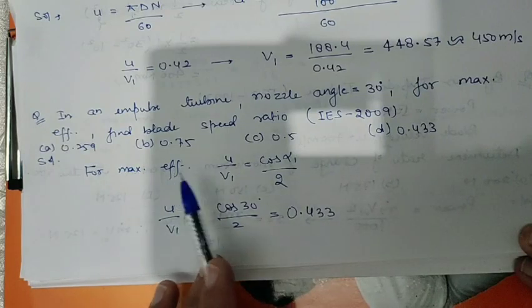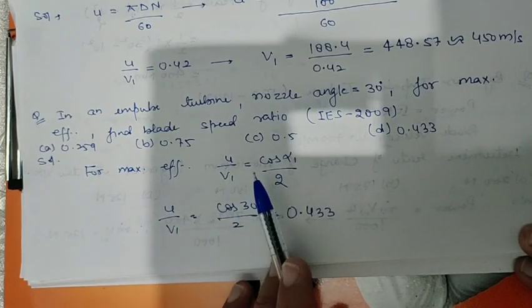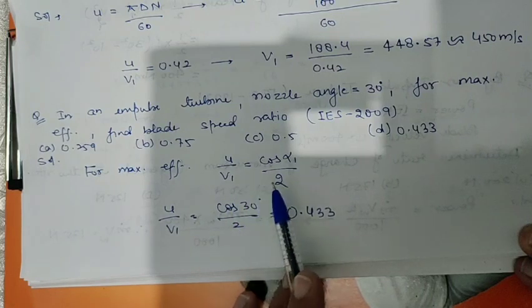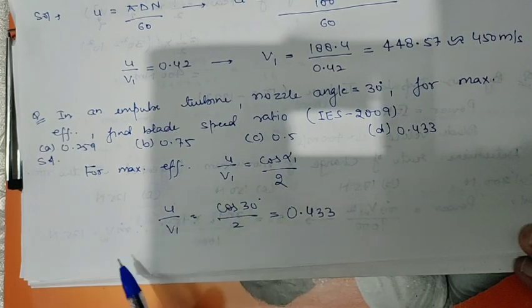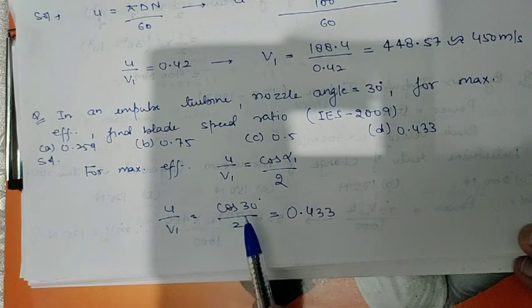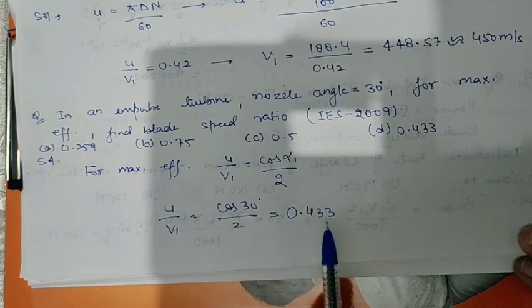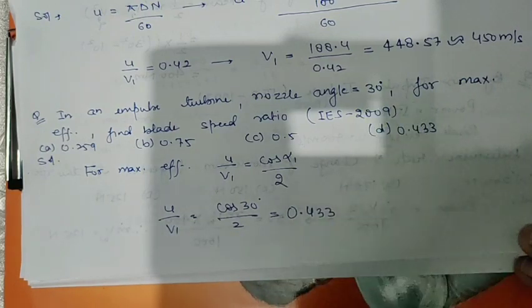For maximum efficiency, we know that blade speed ratio is equals to cos alpha 1 by 2, that we have already calculated in the chapter steam turbine. So U by V1 is equals to cos 30, that is given as nozzle angle, divided by 2. So U by V1 is equals to 0.433, and this fourth option is correct.